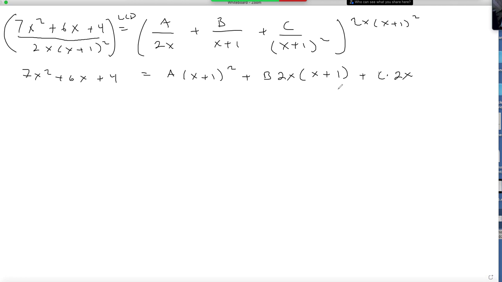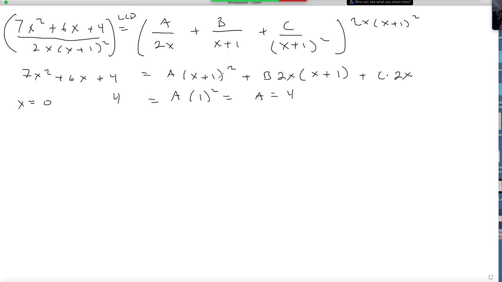So let's go ahead and use our zeros. If I let x equal 0, that all drops out, and I have 4, and then this would still be here. This would be gone, because that would be 0 times all that stuff, and this would be 0 times all that stuff. So the only thing that survives is the a term. And it looks like a equals 4.